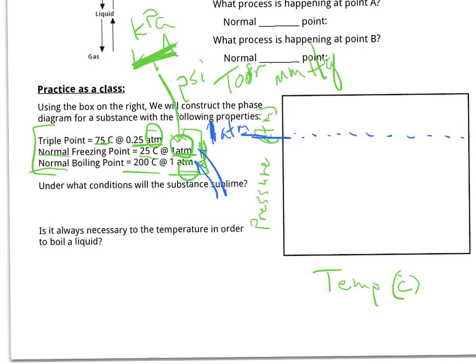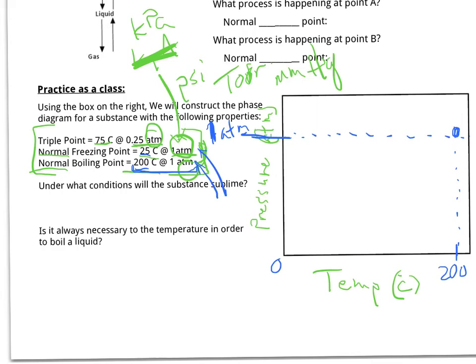Okay, so I look at their temperatures. I've got 200 Celsius and 25 degrees Celsius. I'm going to plot the big one first. So I'm going to range from 200 Celsius over here, and I'll put 0 Celsius over here. Okay, so at 200 Celsius and 1 atmosphere, that's my normal boiling point. So I follow this up, and I plot my normal boiling point. It's right there. Okay, 1 atmosphere pressure and 200 degrees Celsius.